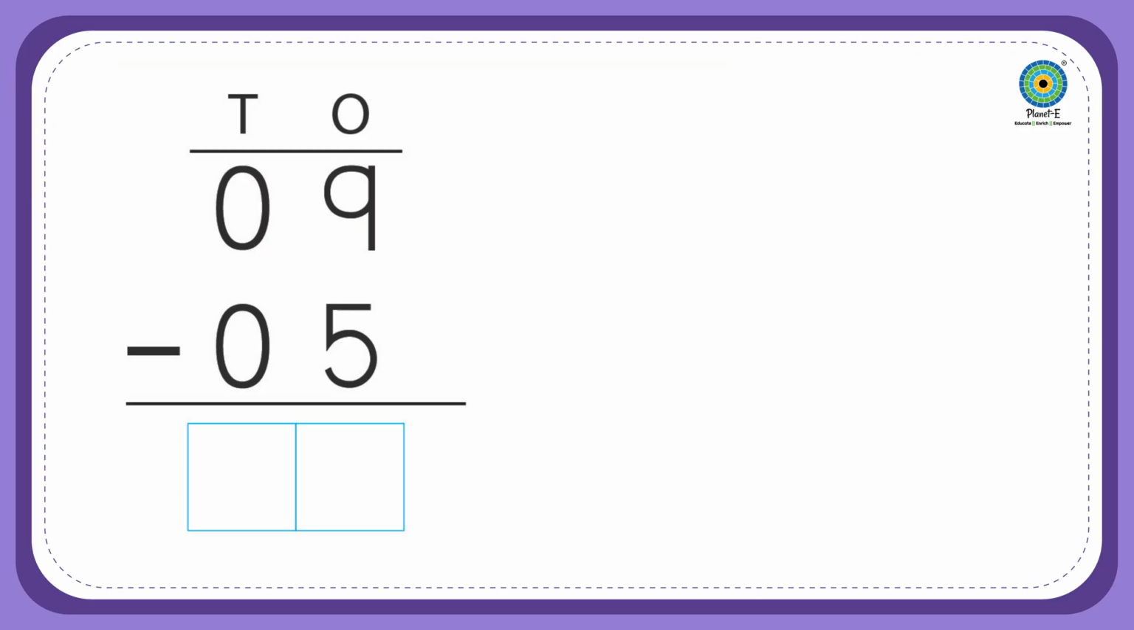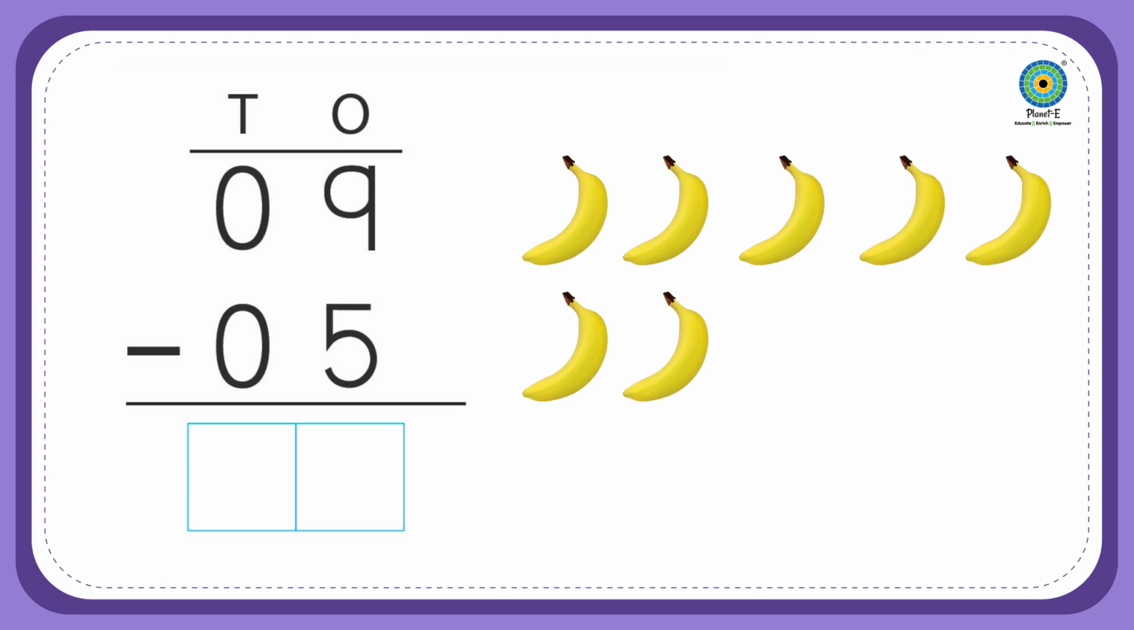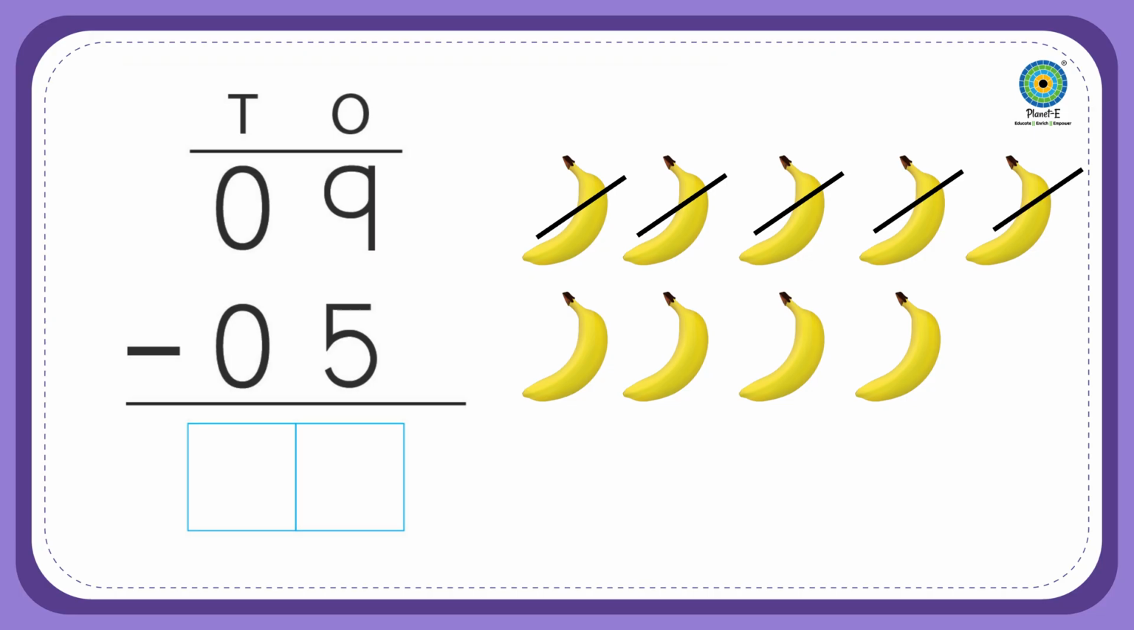The number in first line is 09. So we will draw 9 objects. 1, 2, 3, 4, 5, 6, 7, 8, 9. The number in second line is 05. So we will subtract 5 objects. 1, 2, 3, 4, 5. 9 minus 5 is equal to 4 objects, so total 4 objects left.